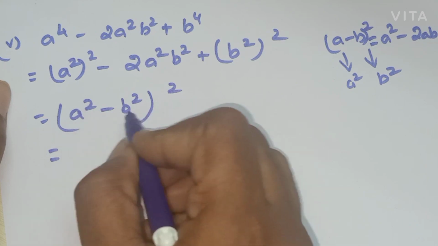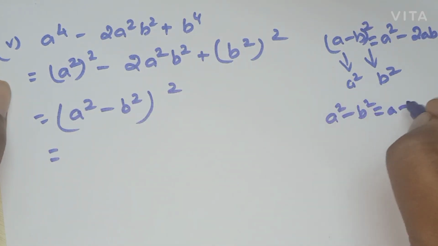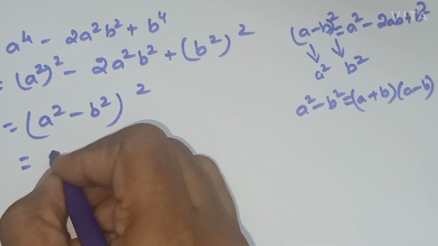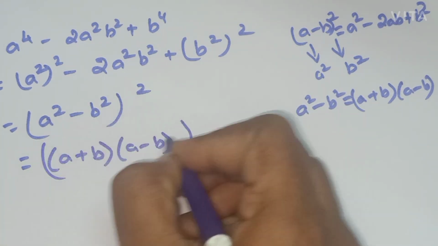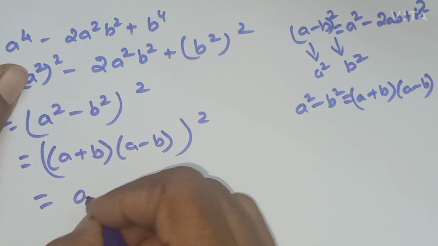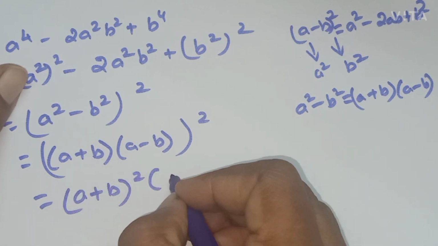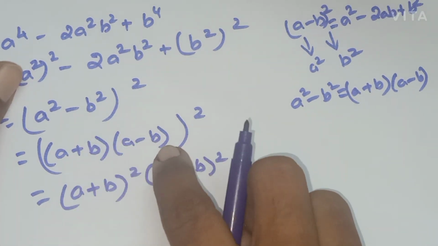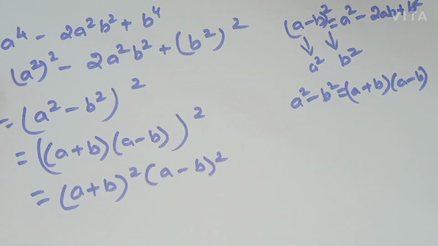This is of the form a square minus b square. So we know that a square minus b square equals (a plus b) into (a minus b). So this is equal to ((a plus b) into (a minus b)) the whole square. So this is nothing but (a plus b) the whole square into (a minus b) the whole square. Now I am giving the square to each and every term. So (a plus b) square into (a minus b) square to be the answer.